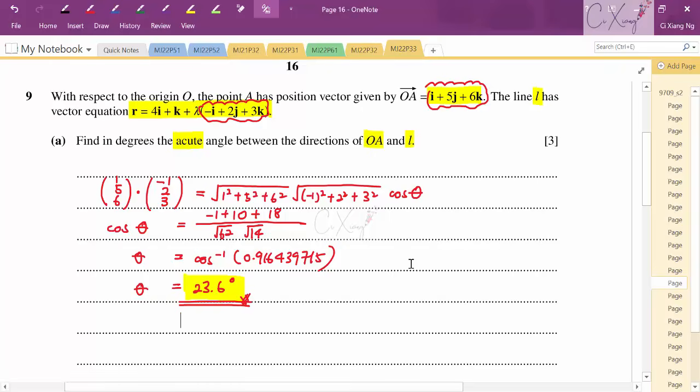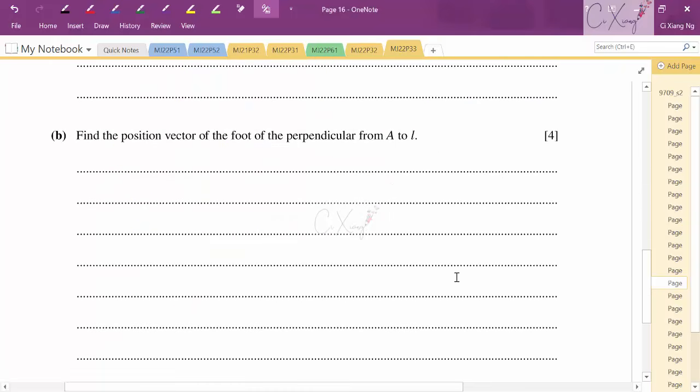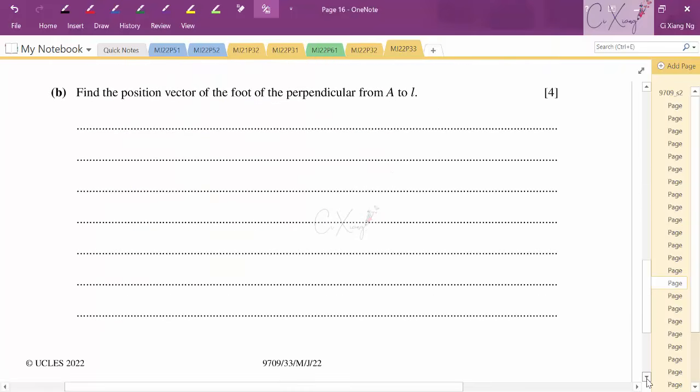Okay, so let's proceed to part B. For part B, they want us to find the position vector of the foot of perpendicular from A to L. Alright, so if I try to visualize this whole question, generally I'm having the line L here, and then this is my point A, let's say. So the foot of perpendicular will be this particular point here. And maybe I will just label it as a point F. Okay, alright, so you will see that point F lies on the line.